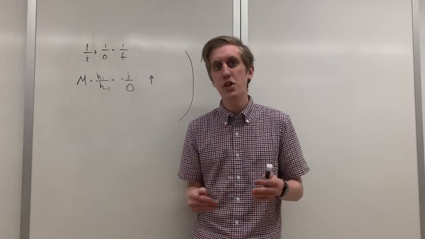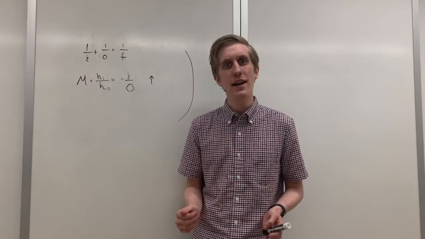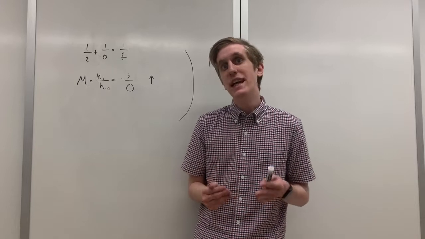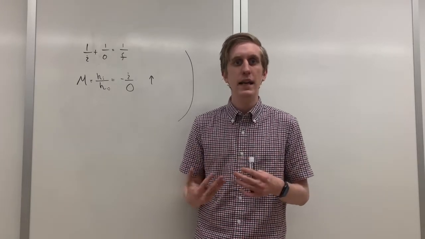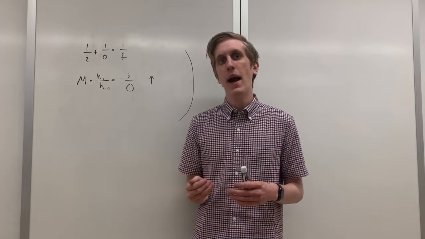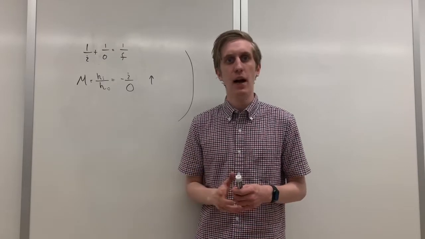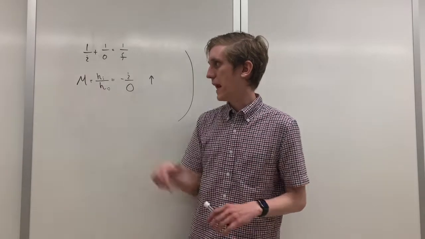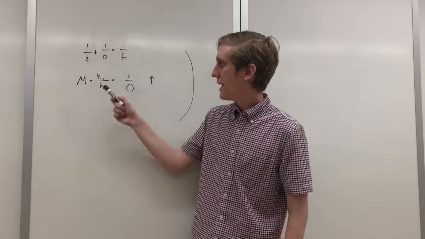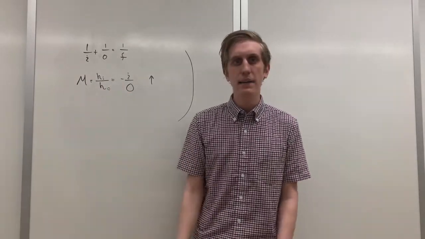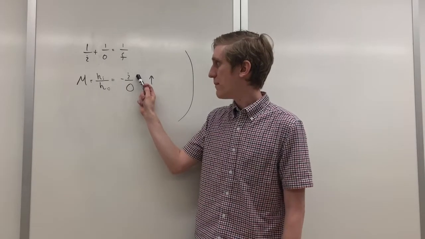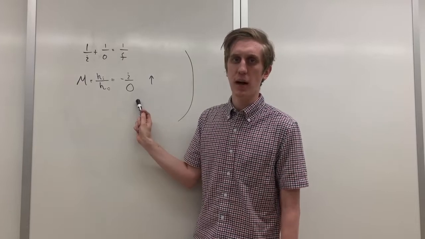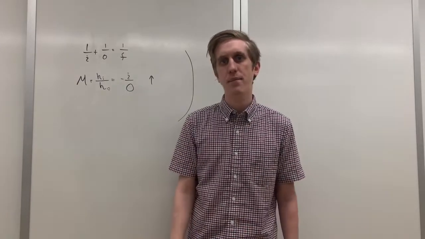A magnification of plus or minus 1 means that the image is the exact same size as the object. For plus 1, the image would be right side up, where for minus 1, the image would be upside down. We can find this magnification two ways. We can either take the height of the image and divide it by the height of the object, or we can take the location of the image, divide by the location of the object, and then add a negative sign.